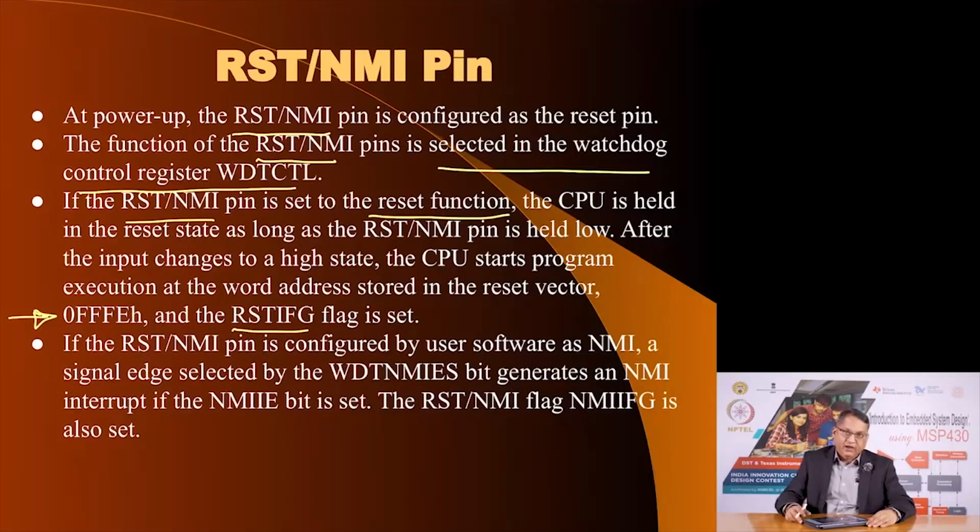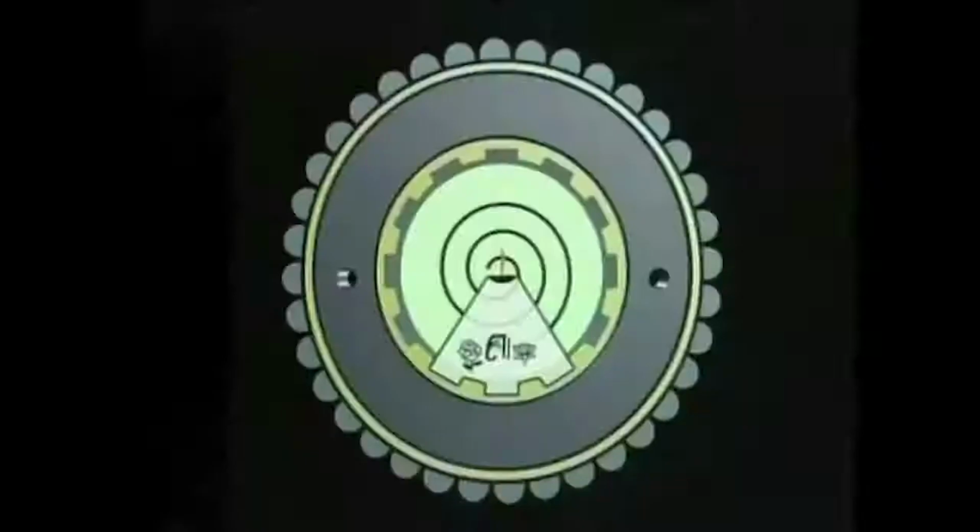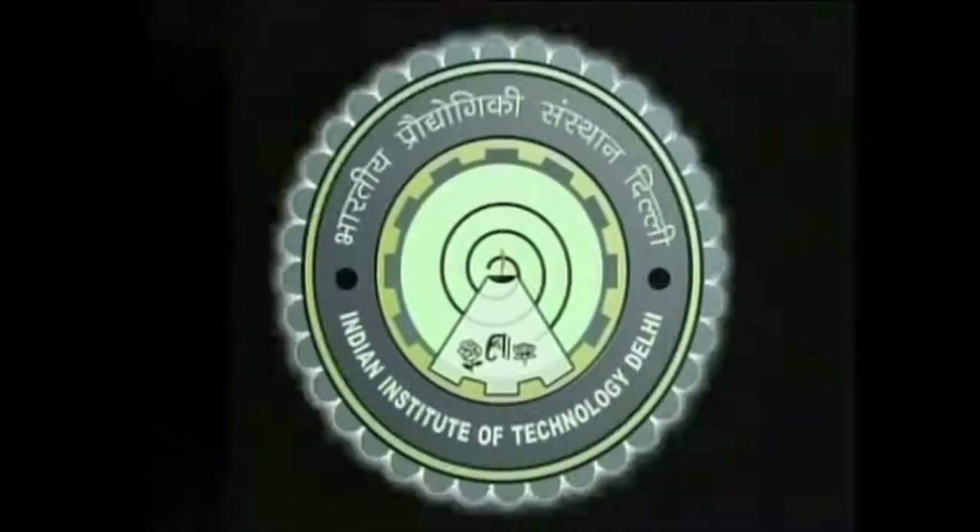If on the other hand this pin has been configured through software as an NMI, then a single edge selected by this register generates an NMI, a non-maskable interrupt, and it will go to the vector for the non-maskable interrupt and execute a program in response to it.